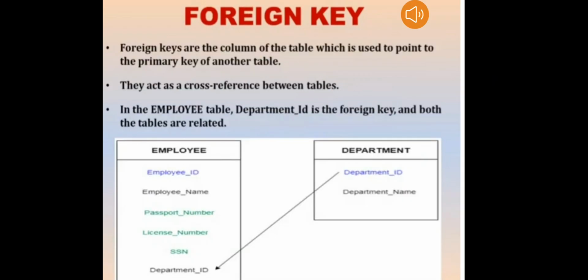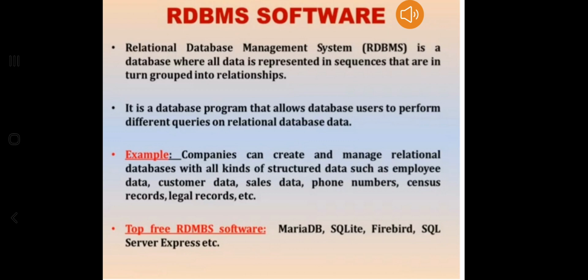Foreign keys are the columns of a table which are used to point to the primary key of another table. They act as a cross reference between the two tables. In the employee table, department ID is the foreign key and both the tables are related to each other.